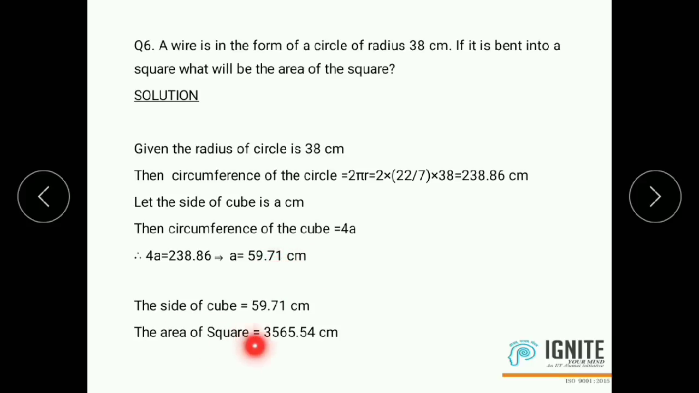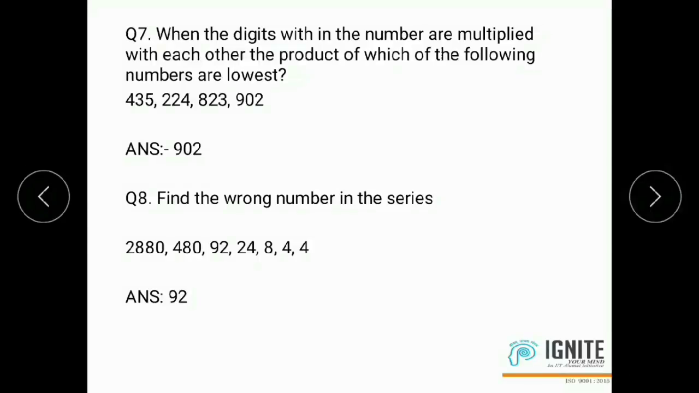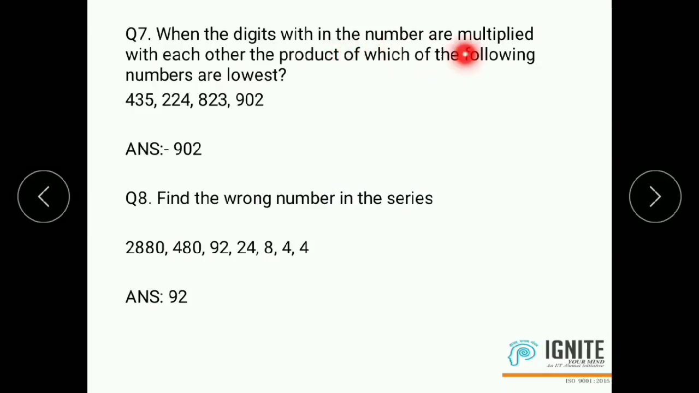Therefore, area of square equals A square. That is equal to 3565.54 square centimeter. Seventh question. When the digits in the number are multiplied with each other, the product of which of the following numbers is lowest? Four numbers are given here. But in one number, one digit is 0. So, the product is 0. This is the answer.